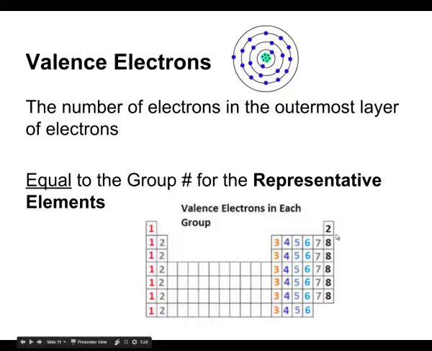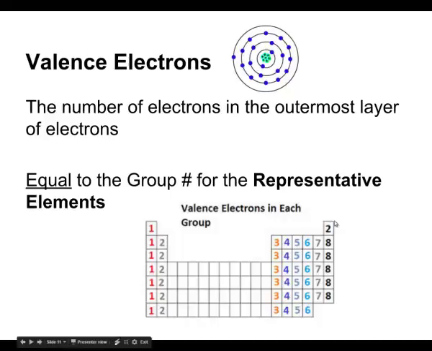Now hopefully you can see that there is one really standout exception to this rule, and it's helium. Even though helium is in column 18 or 8A, it only has 2 valence electrons, and here's why. Helium only has 2 electrons total. If you were to determine the protons, electrons, and neutrons for helium, you would find that it has 2 protons, and if it's neutral, that means it also has 2 electrons. So how can it possibly have 8 electrons in the outermost layer if it only has 2 electrons total?